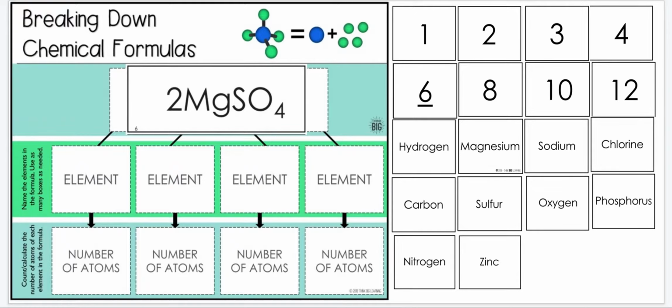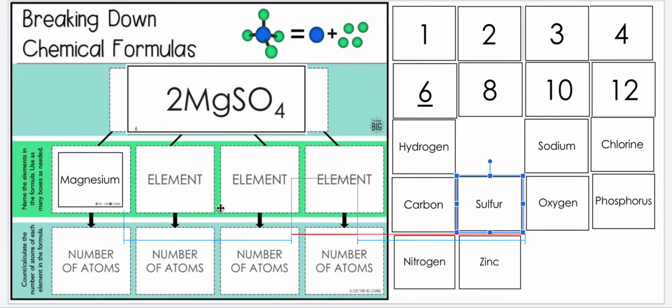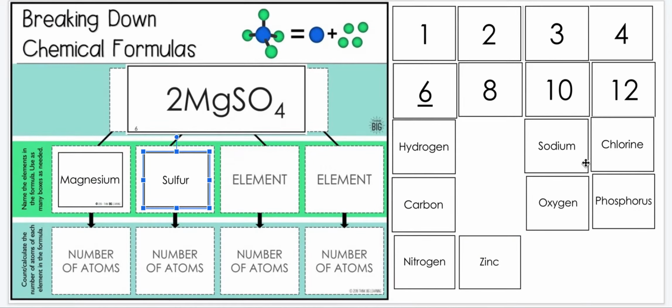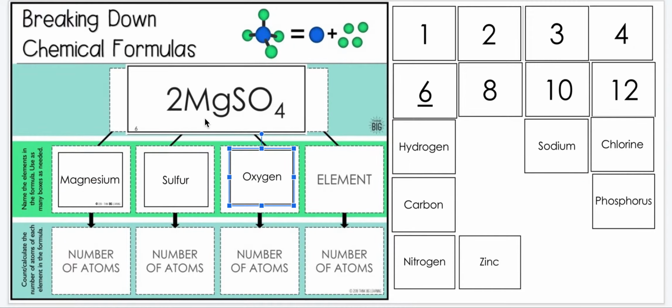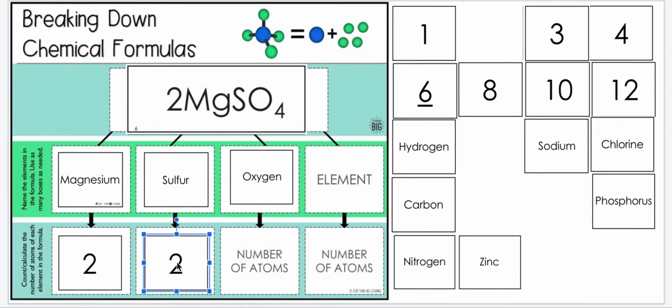2MgSO4. Mg is our good old friend magnesium. S is sulfur, and O is oxygen. So now I need to go back and look at my numbers. I have no subscript for magnesium, so that's an invisible 1, multiplied by my coefficient of 2. 1 times 2 is 2. The same with sulfur, invisible 1 times 2 is 2. And for my oxygen, I have a subscript of 4 times a coefficient of 2, and that gives me 8.